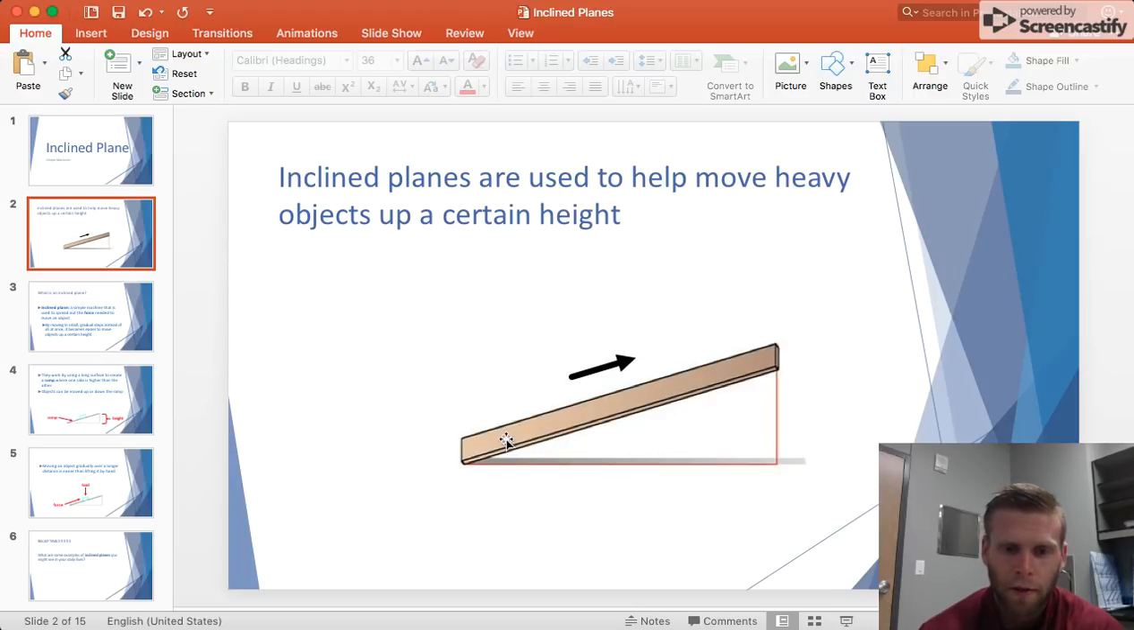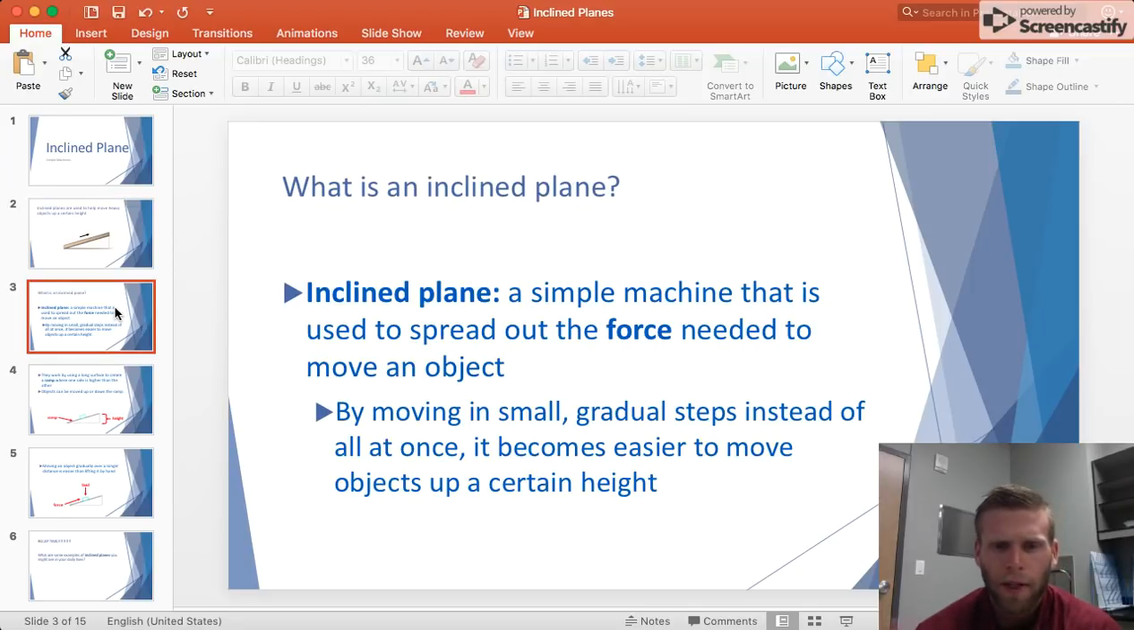As you see here, a ramp is really kind of what it looks like. So you're asking yourself now, what else is an inclined plane? It's a simple machine, very simple.